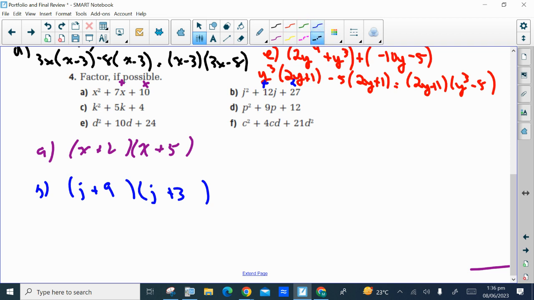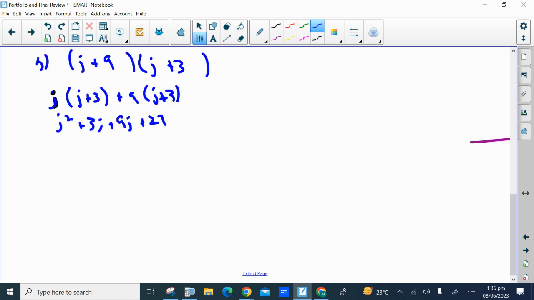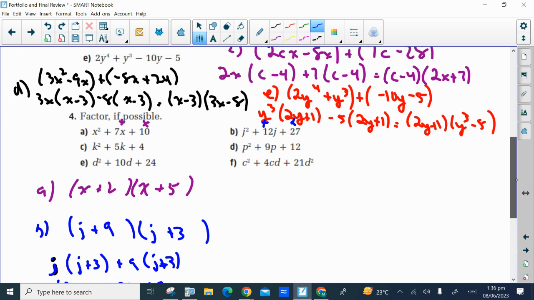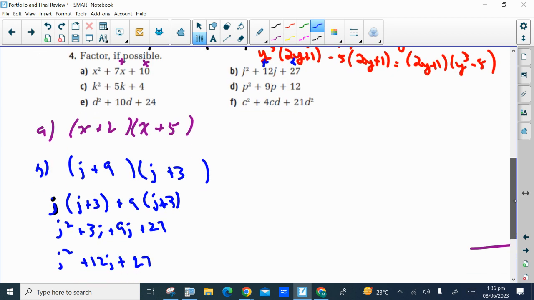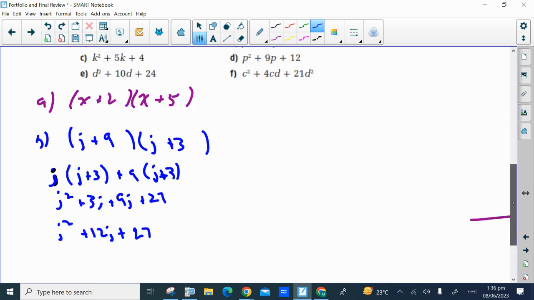And remember, you can always check by multiplying, using the distributive property. That'll give you j squared plus 3j plus 9j plus 27. The 3j and the 9j add together to get 12j. That's what you started with. So it works. You can always check these.